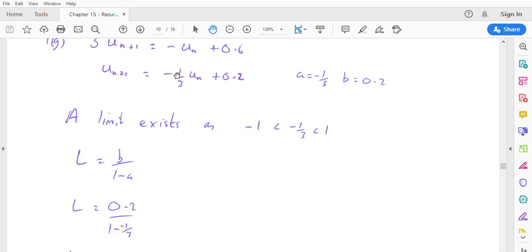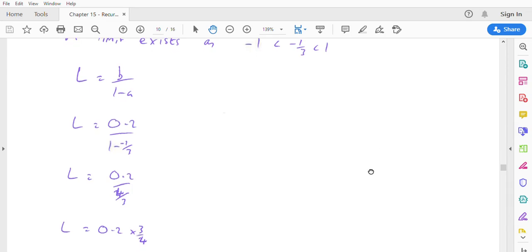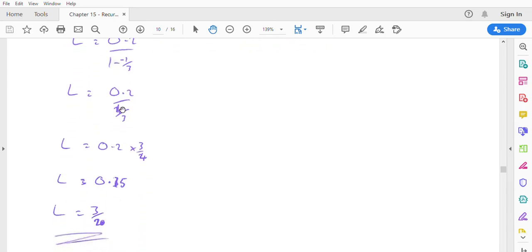So the value of a is -1/3, the value of b is 0.2, make our statement, substitute in, and then we're dividing by a fraction, so we would invert the fraction and multiply by it, so we'll get 0.6 divided by 4, which is 0.15 or 3/20, as we do prefer a fraction rather than a decimal.